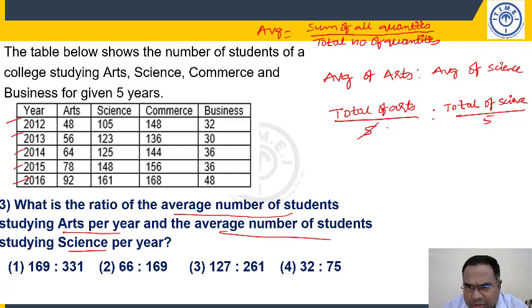In the ratio, this 5 will get cancelled. Now, the ratio of average is nothing but the ratio of their totals. You need not calculate the average separately, divided by 5 years, divided by 5 years. Again, simplifying this is a waste of time. So, the ratio of average is equal to the ratio of totals. Right, students? Now, what is the total here? 92, 170, 234, 240, 338. Already we have done this, right? 338 is to the total of science.